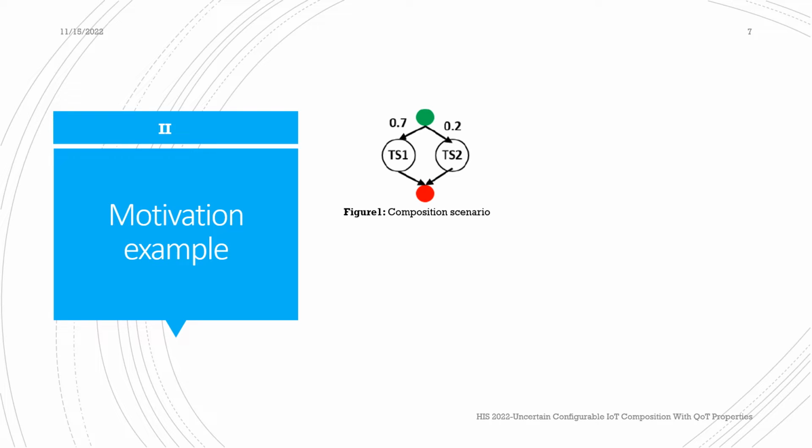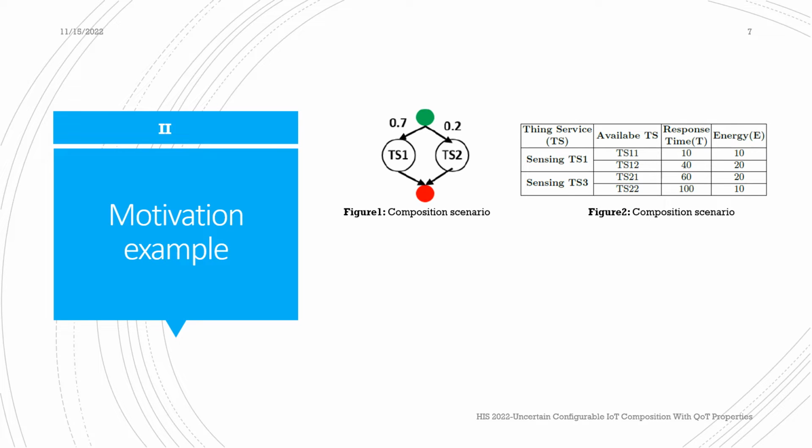Here we present our illustrative scenario concerning the general IoT configurable composition, where several composition plans could be selected to establish an IoT service composed from multiple composite services. Here we present the Think service, which has two execution paths with probabilities P1 and P2 respectively. Let's mention that there is one TS in each execution path. So let's consider the response time and energy as QoT process and uncertainty S, each of which having different values of each possible TS.